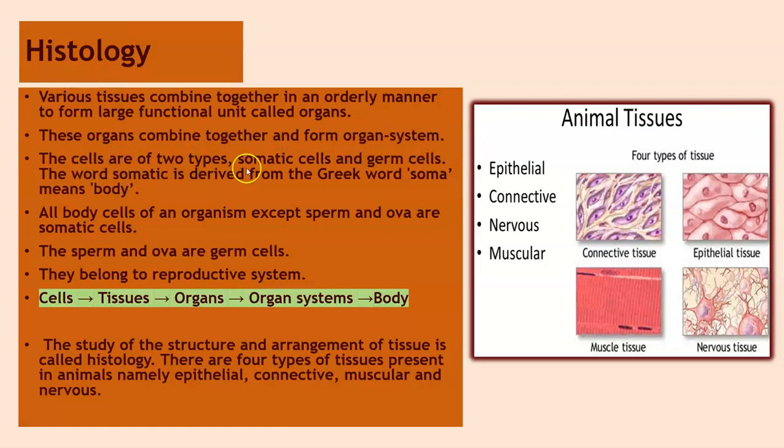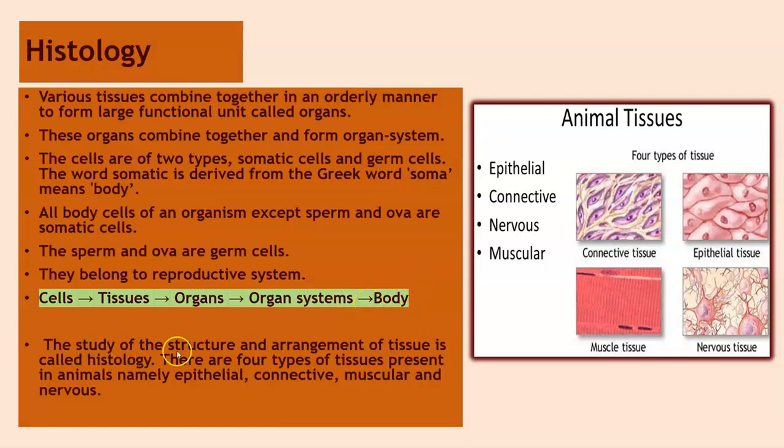These cells are of two types, somatic cells and germ cells. The word somatic is derived from the Greek word soma, meaning body. All body cells of an organism except the sperm and the ova are somatic cells. The sperm and the ova are germ cells. They belong to the reproductive system. So we have a hierarchy where cells form tissues, forming organs, forming the organ system, and together they form the body of an organism.